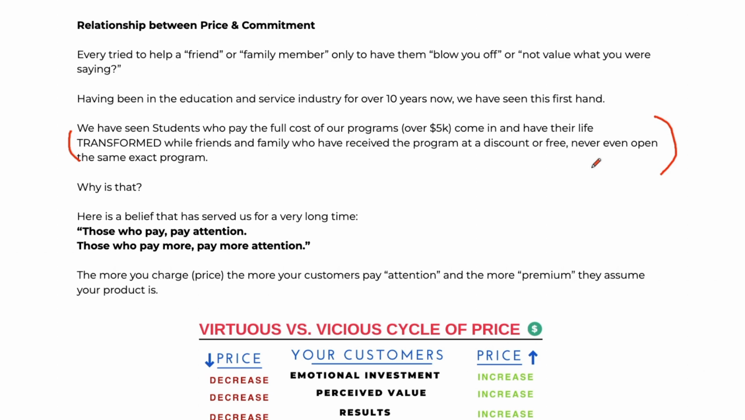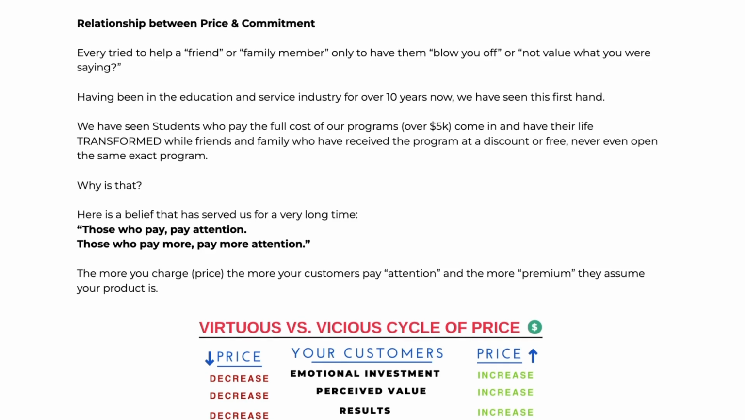No, pay also requires for you, let's say, for example, you have to sacrifice time in order to be there, right? If you actually sacrifice that, then you're going to pay attention, right? And so all of that is connected together. The more you charge, aka the price, right, is the typical way that you pay for stuff. The more you charge the price, the more attention your customers are going to pay and the more premium that they assume your product actually is.